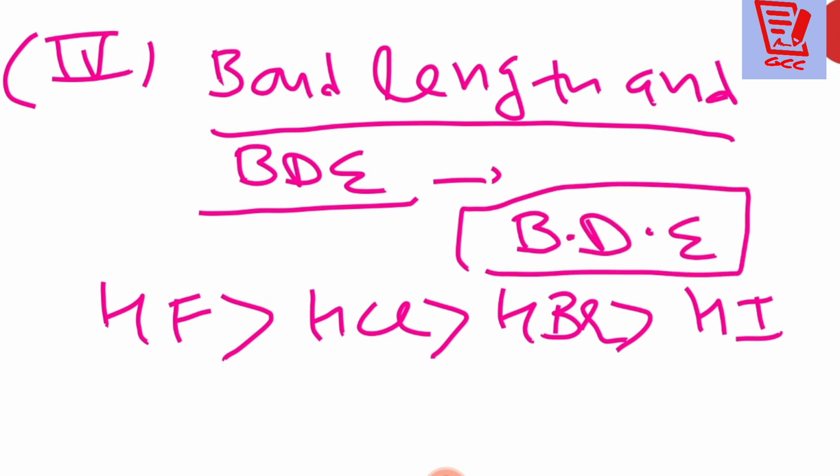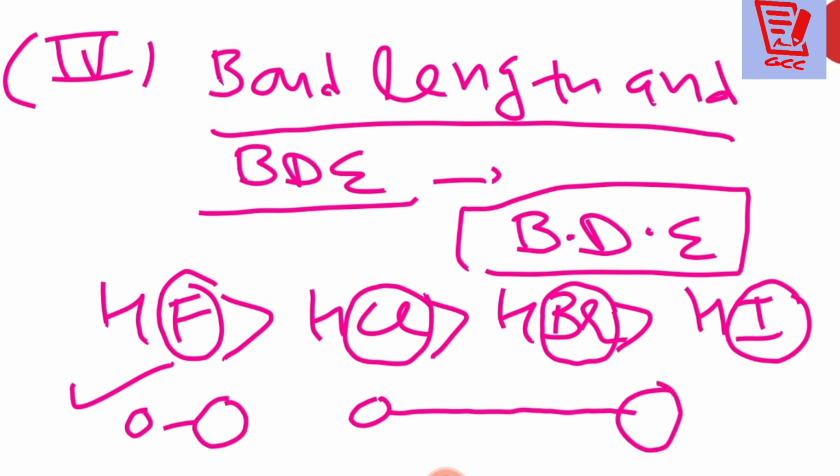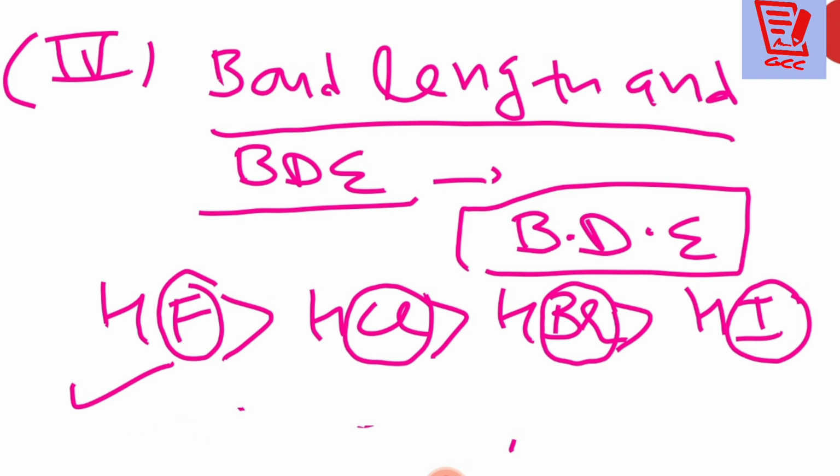It means the maximum bond dissociation enthalpy is in HF. Why in HF? Because fluorine's size is small, chlorine's size is larger, bromine is larger still, and iodine will be the largest. As the size of the atom increases, the bond length also increases, and when the bond length is more, the bond dissociation enthalpy decreases. That is why HF has the highest bond dissociation enthalpy.